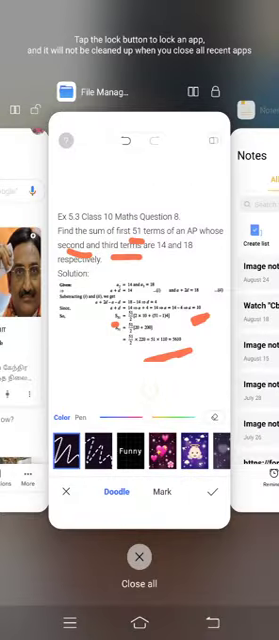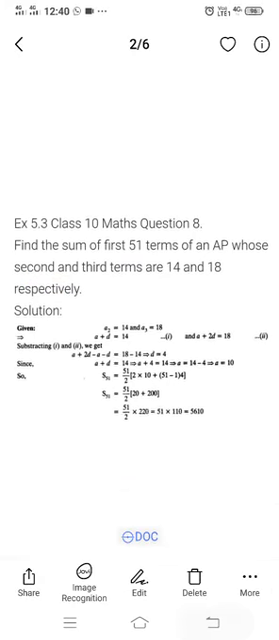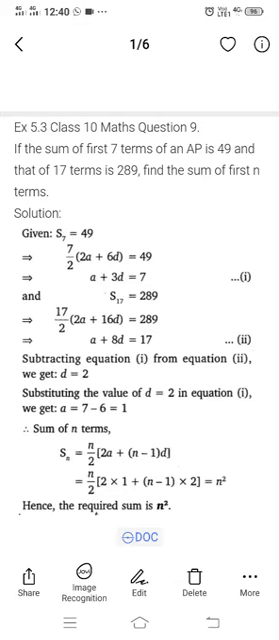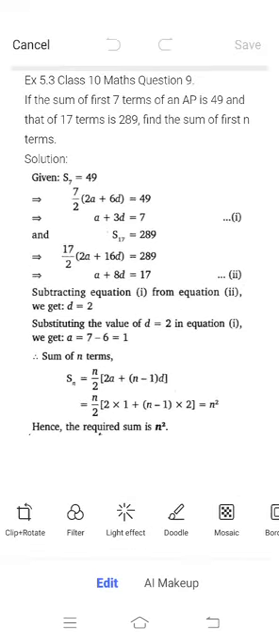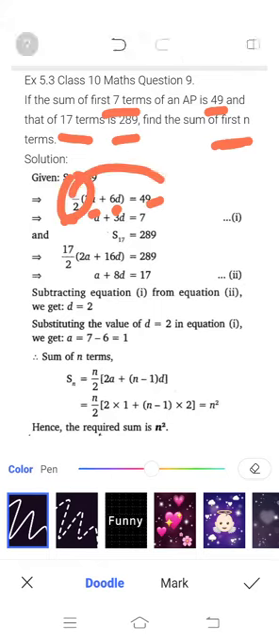Okay, now coming to question number 9. Very important sum. If the sum of the first 7 terms, S7, is given as 49 and that of the first 17 terms, S17, is given as 289, we have to find the sum of the first n terms. So for S7 we apply the Sn formula, n by 2 into 2a plus n minus 1 into d. 7 minus 1 is 6d, which is equal to 49. So this 7 by 2 transposed to the other side becomes 2 by 7. So let me do it in notepad.